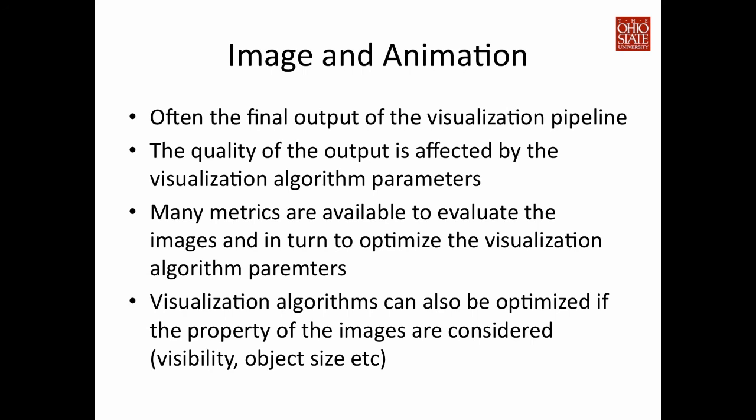The purpose of the analysis is to go back to tune the visualization algorithm parameters so that we can generate better images. Also, people utilize the property of images, such as the visibility, the object size, to optimize the visualization algorithm speed. One example is that if objects that are very small, then you can use a lower resolution representation so that you can improve the computational speed.